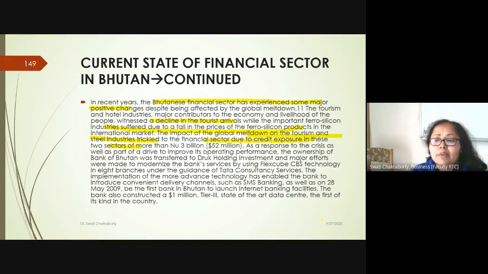And what happened as a response to this crisis, as well as to improve the operating performance, the ownership of BOB was transferred to DHI, Druk Holding and Investments, and major efforts were made to modernize the bank services by using FlexCube technology in 8 branches under the guidance of Tata Consultancy Services, right?